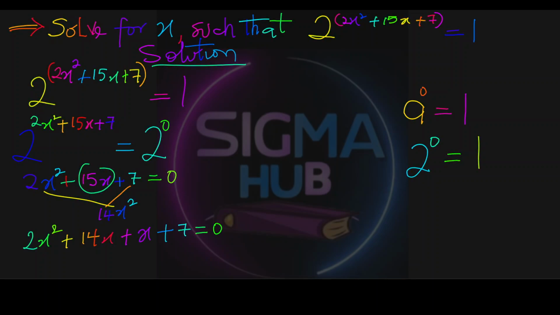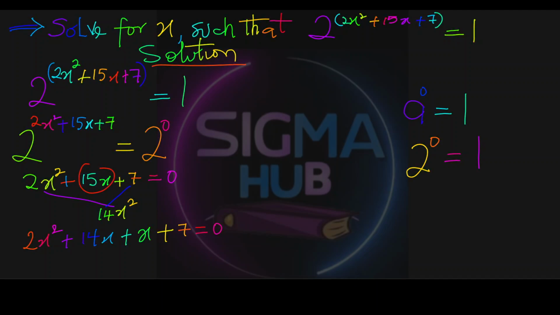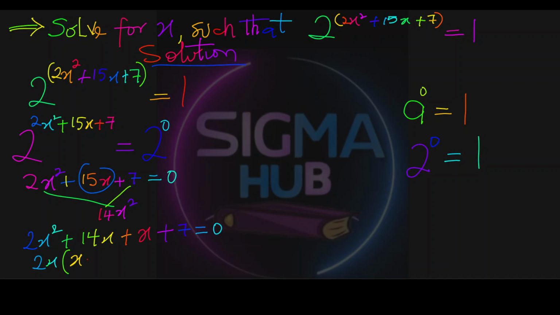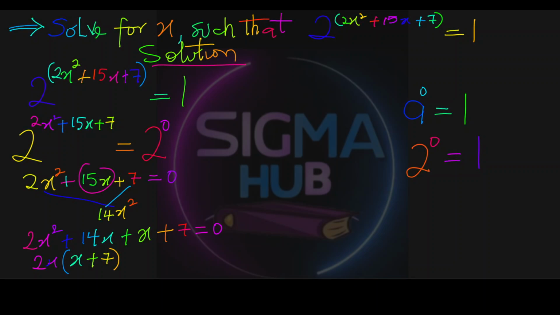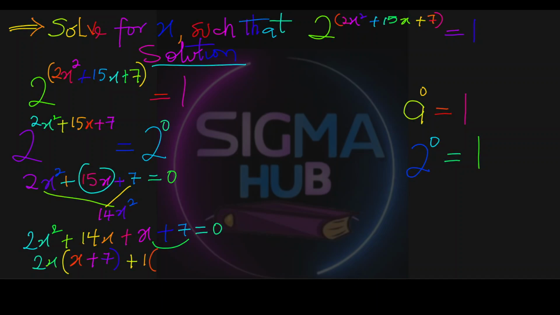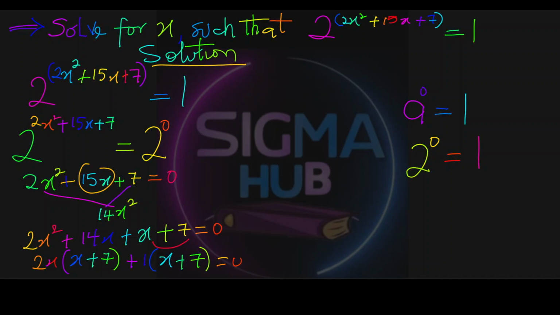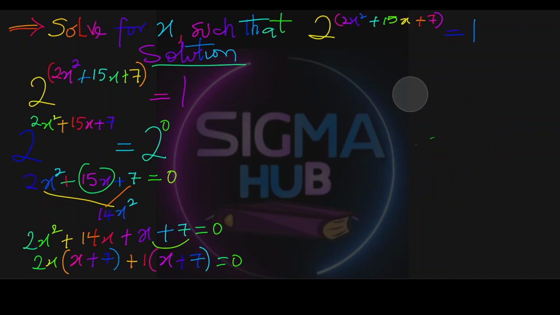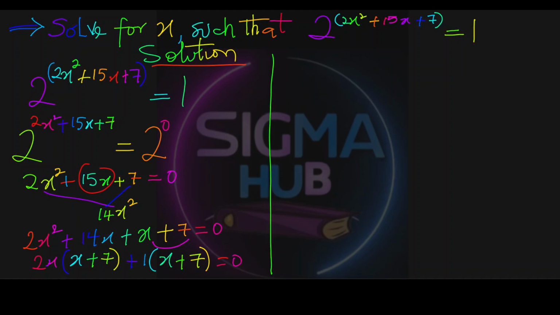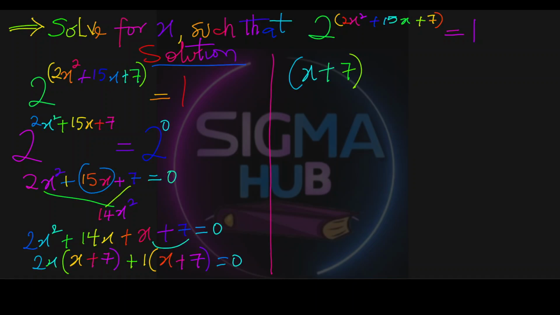From here, we group them into 2, then we factorize. So we have 2x in the brackets (x plus 7). Then between x and 7, 1 is common. So we have plus 1 into bracket (x plus 7), everything equal to 0. Of course, we have (x plus 7)(2x plus 1).